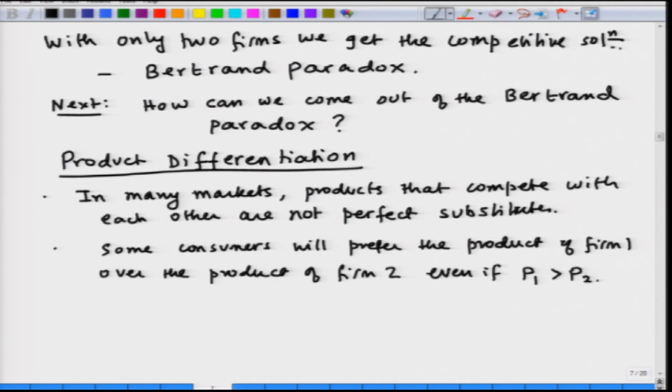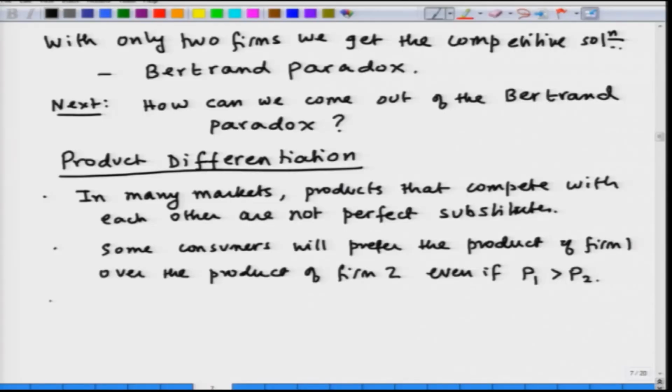We would however expect that as firm 1 raises its price, the quantity demanded would fall and consumers would substitute towards firm 2's product. So, even if firm 1's price is greater than firm 2's price, there might be some consumers who would still prefer firm 1's product, but as firm 1's price keeps on increasing, gradually some consumers will shift from firm 1 to consuming firm 2's product.